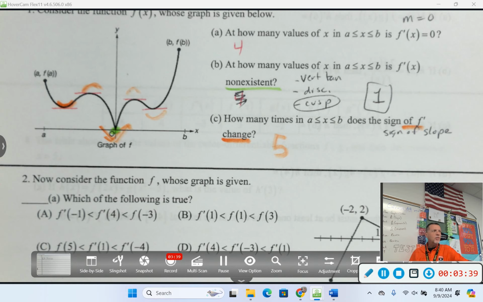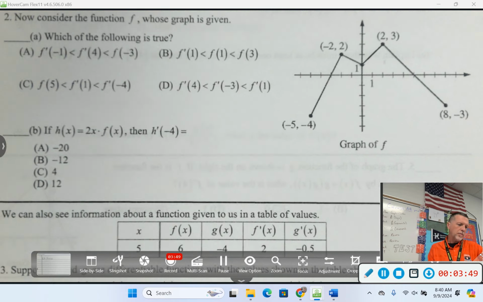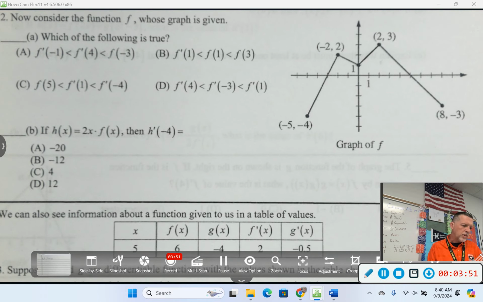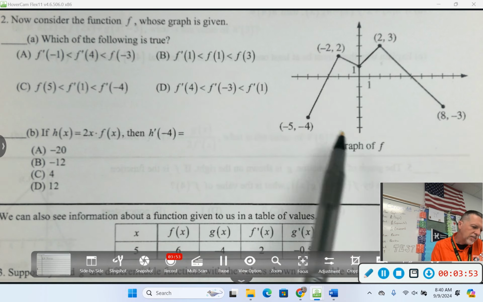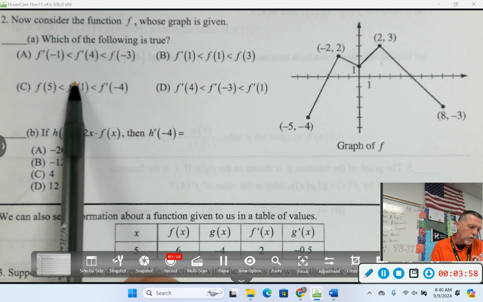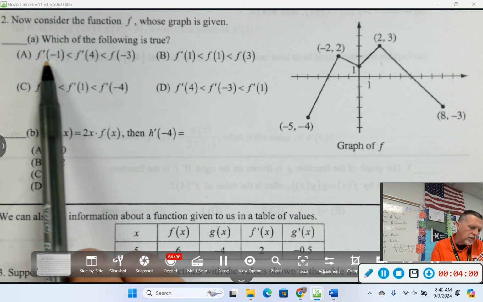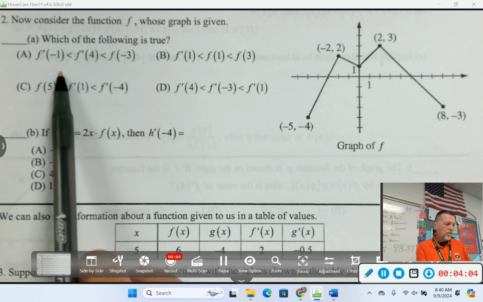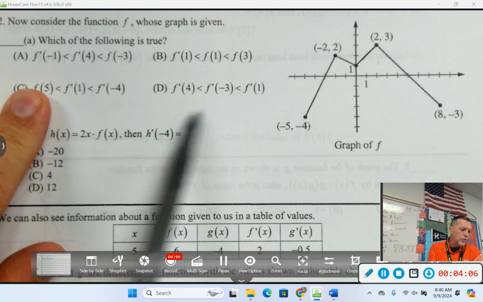Again, some students like these types of questions because there's no memorizing formulas. There's no specific equations you have to know. It's just do you understand what derivative means and what slope means. Number 2, consider the function f whose graph is given. Which of the following is true? Okay, so we're just like ordering. Oh wait, I got derivatives and non-derivatives. Ugh. So I'm going to have to find all of these things and then see which one is true.